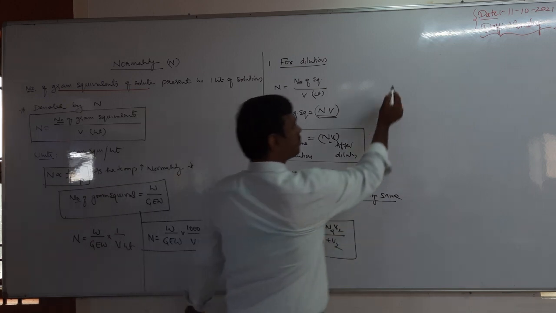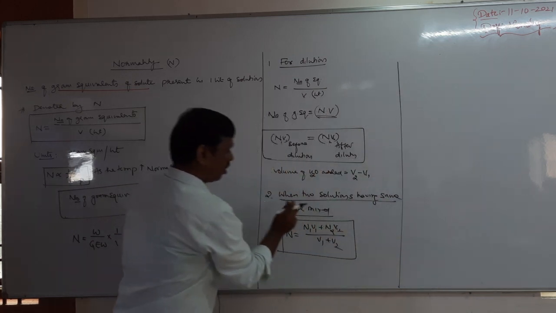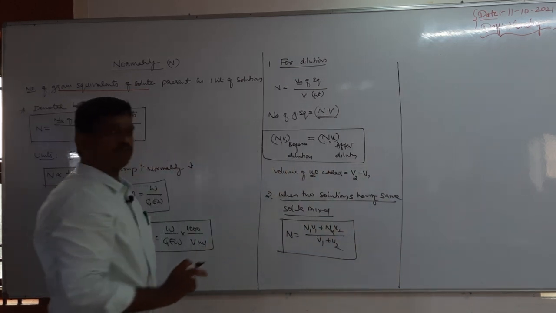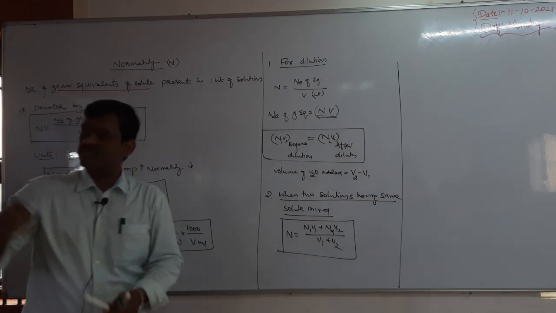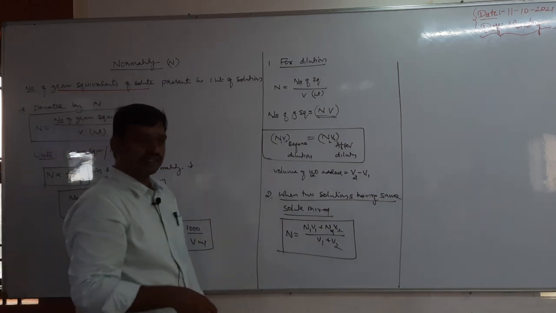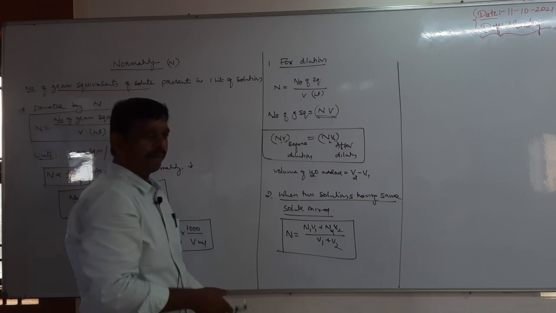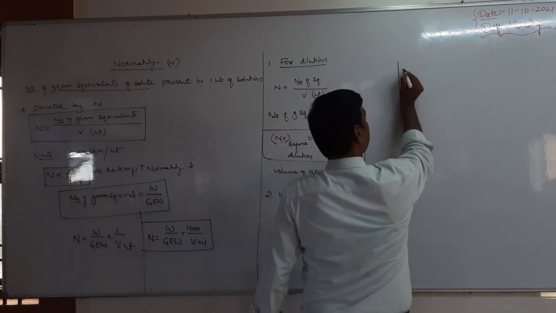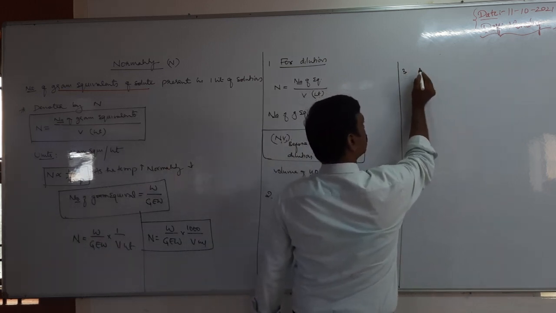Next, 3. Now, this is when two solutions having the same solute are mixed, for example 2 acids are mixed or 2 bases are mixed; you can use this formula. Next, the third one is when two solutions having different solutes are mixed.